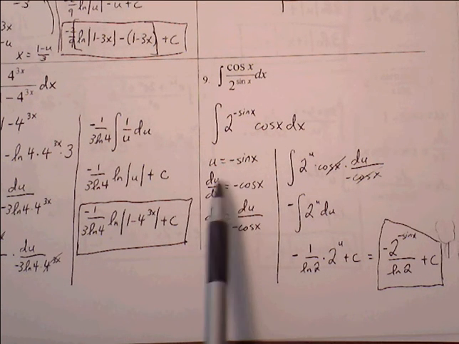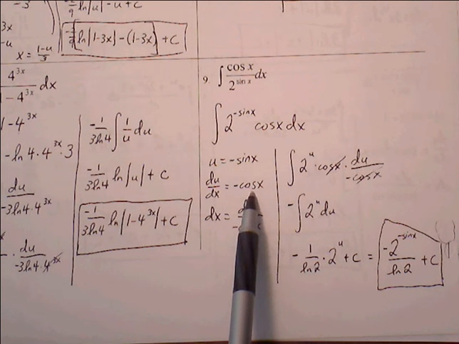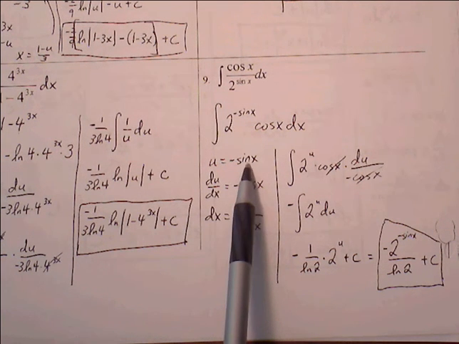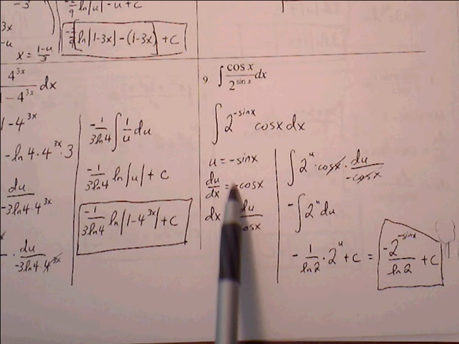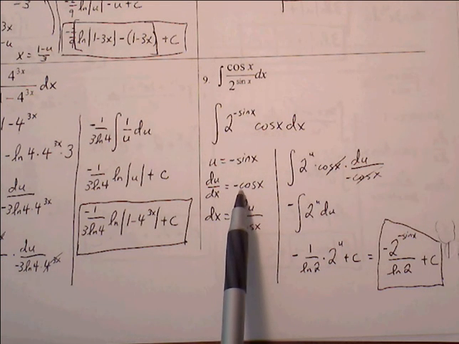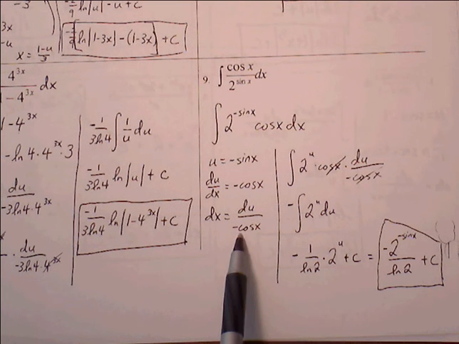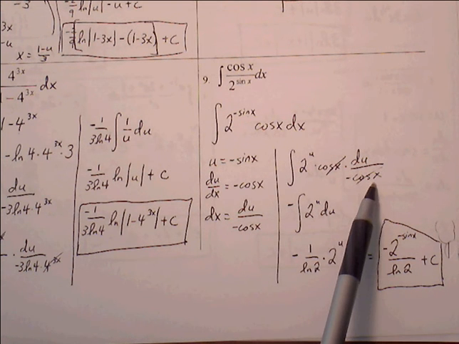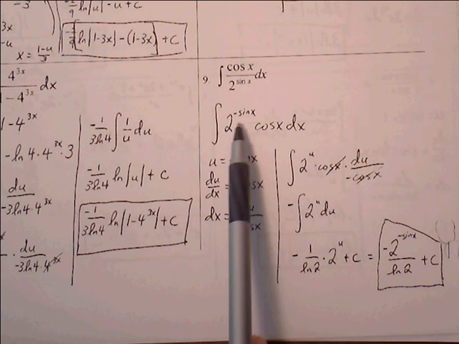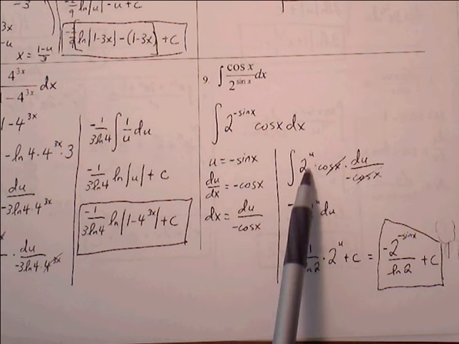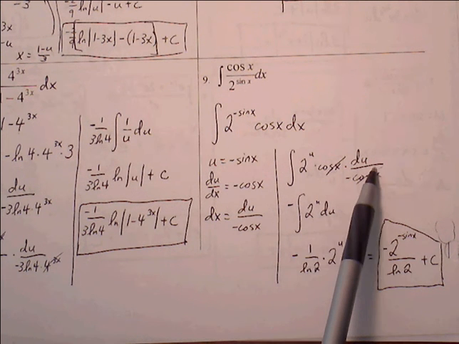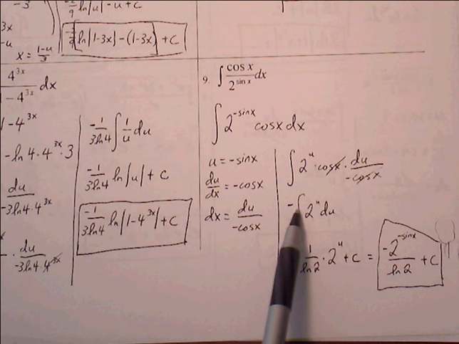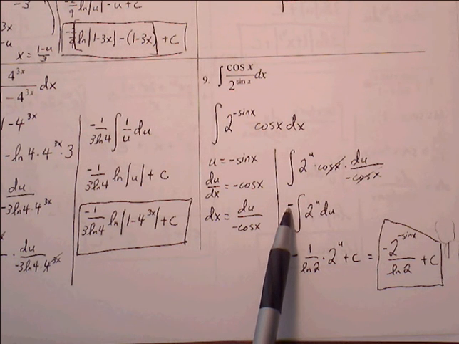Derivative is going to be negative cosine of x, right? Sine becomes cosine, but then the negative will just continue through here, also affecting the cosine x. Solve for dx, which is du over negative cosine x. Replace dx with du over negative cosine x. Cosine x stays. The negative sine x gets replaced with u. And now notice that the cosines cancel out. We have a negative 1 coefficient that we have to make sure we include.